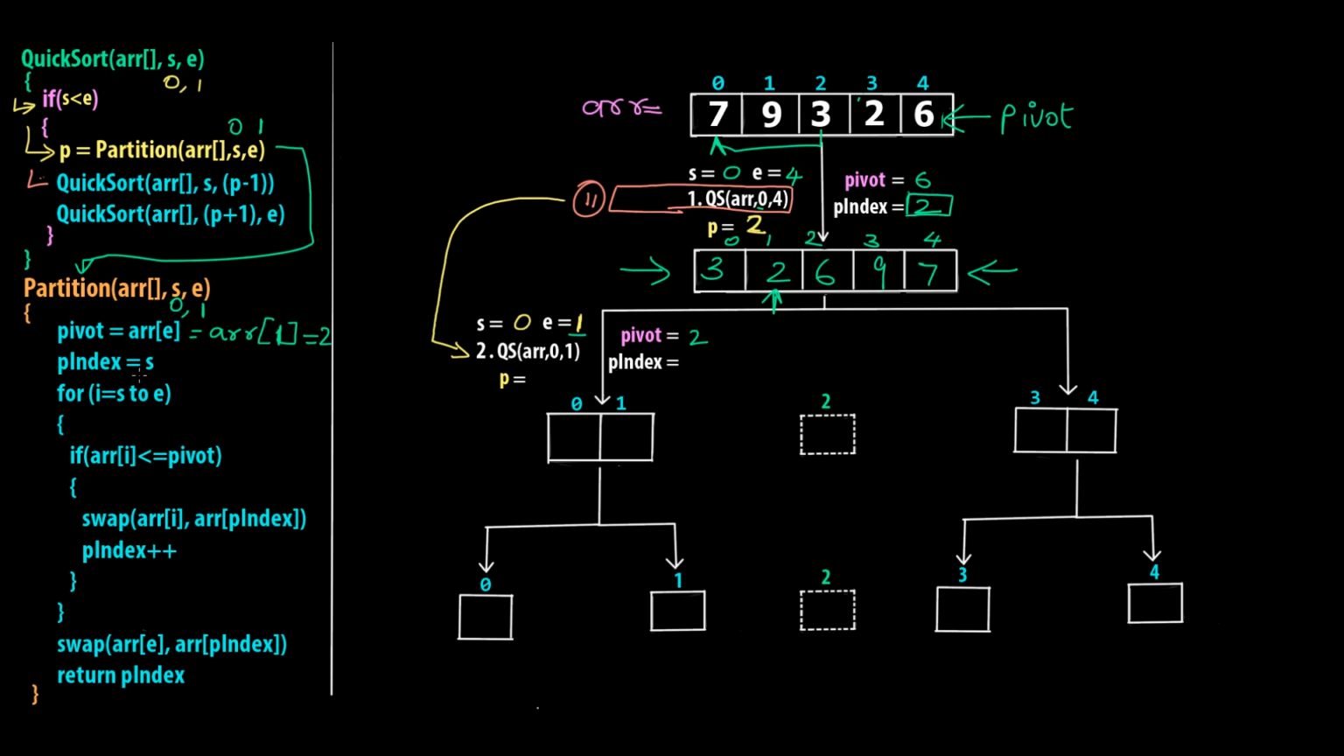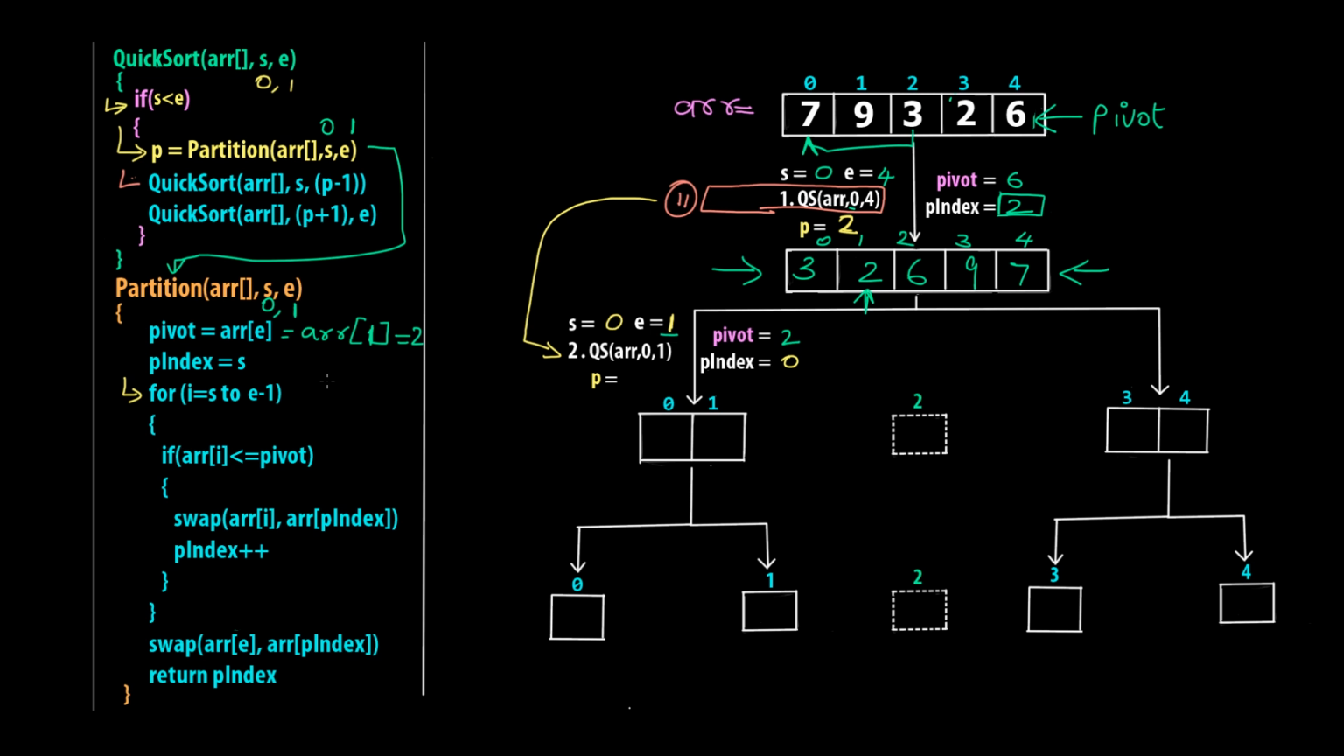Next is P index is equal to S. S is obviously 0. So P index initially is going to be 0. Now we are again going to say for I is equal to S to E minus 1. So this is E minus 1. Let me actually make this change over here itself right now. Okay, so I is equal to S to E minus 1. Right? So what is S? S is 0. E minus 1. E is 1. 1 minus 1 is 0. So from 0 to 0, it means that this for loop will run only one time. Because we only have two elements in the left sub array, that is left partition in this case.